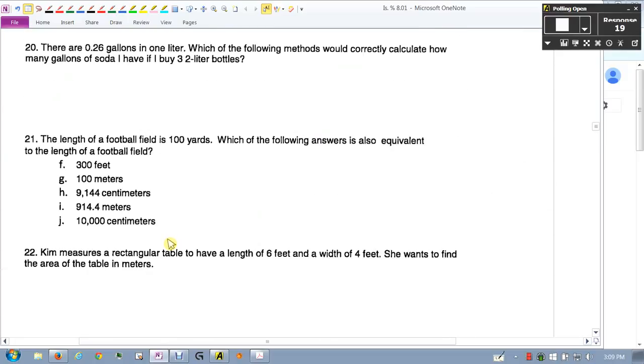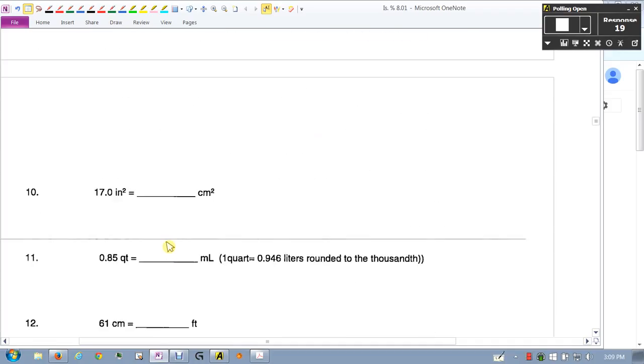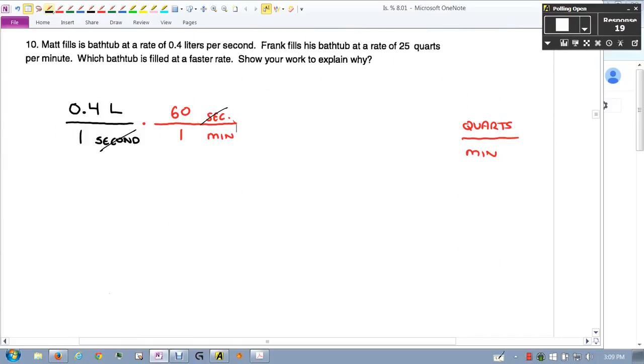Going the wrong way. Oh my goodness. Where are we? 1 quart. So what unit's going on top here? Quart. And over here, liters. It was 1 quart, so the 1 goes on top, and 0.946 liters. Your liters are going to be gone, and then you just multiply.